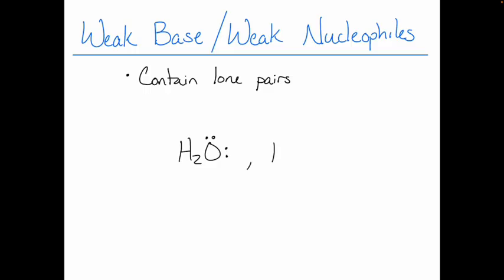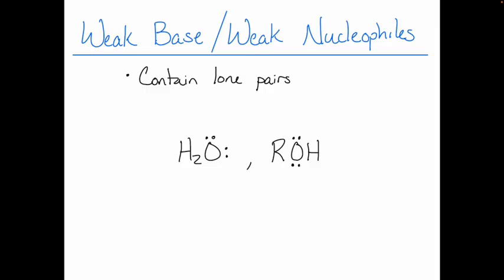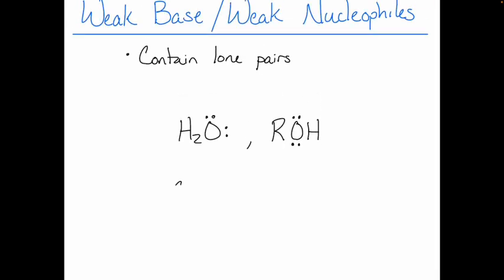Or similarly, we could take that water and replace one of those hydrogens with an alkyl group. And what is it that makes these weak compared to, say, the strong version, like a hydroxide ion? It's neutral. All right, awesome. So our weak base, weak nucleophiles, in order to play the role of either a base or a nucleophile, you've got to have a lone pair. But importantly, these are going to have a net neutral charge.